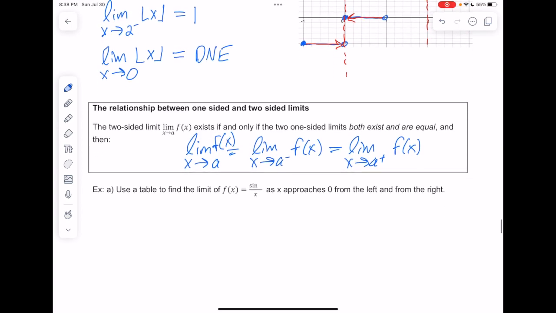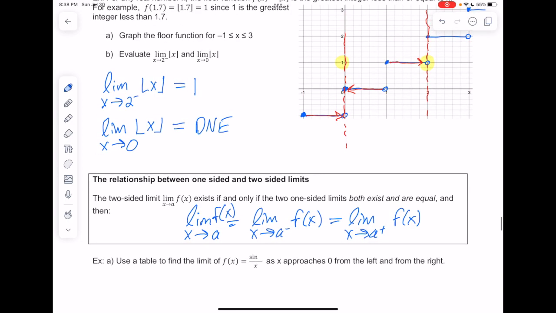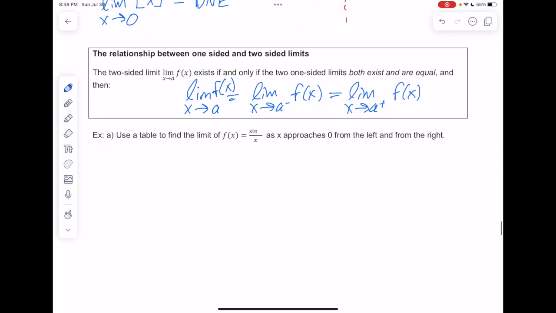So in order for the overall limit to exist, left and right have to exist and be the same. And in that last case, they wanted the overall limit, and the left and right did exist, but they weren't the same, so the overall limit did not exist.